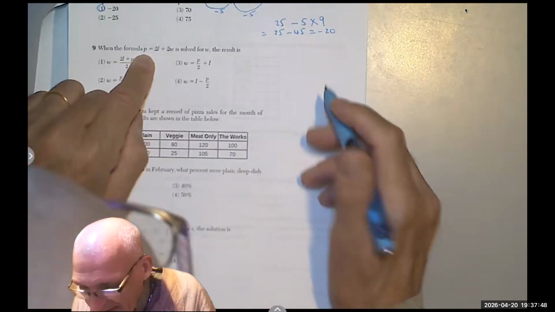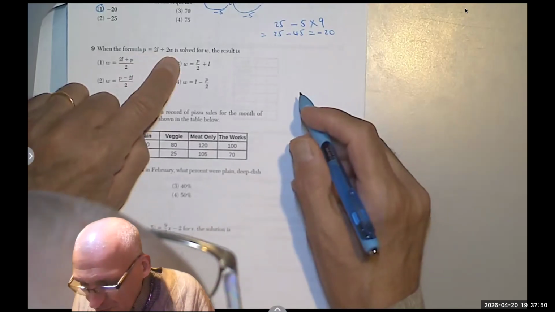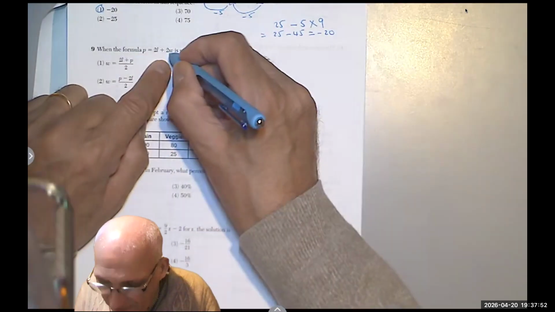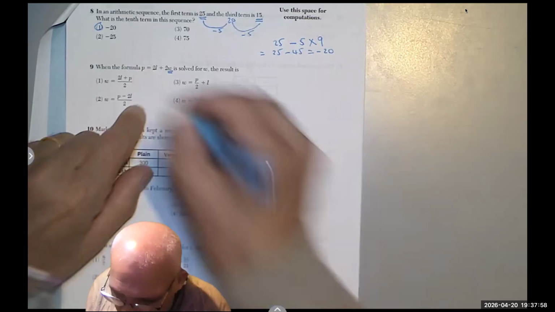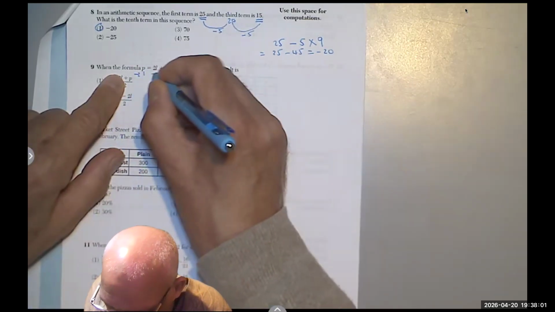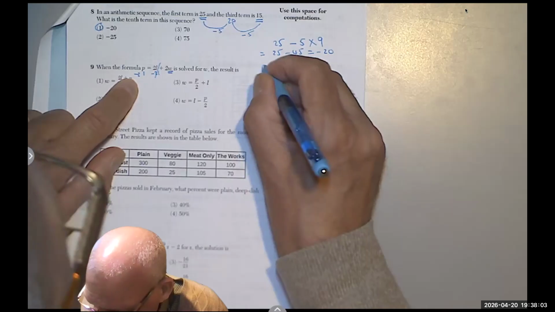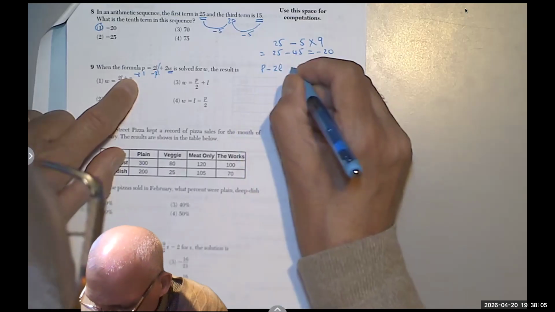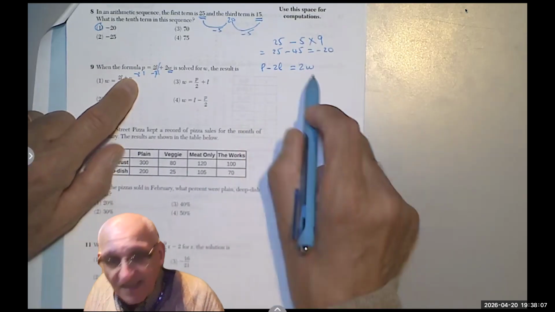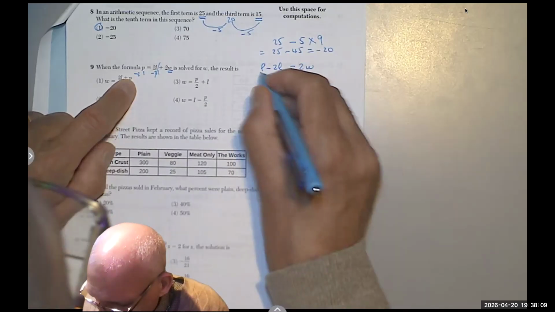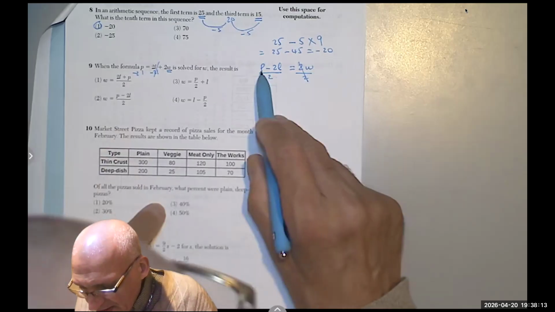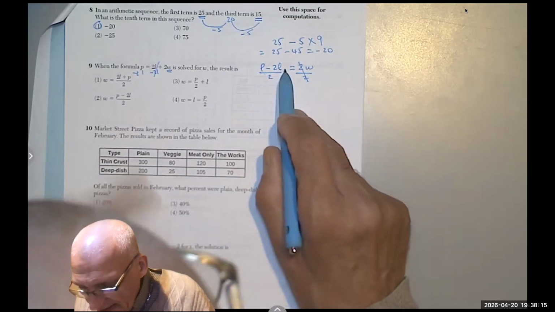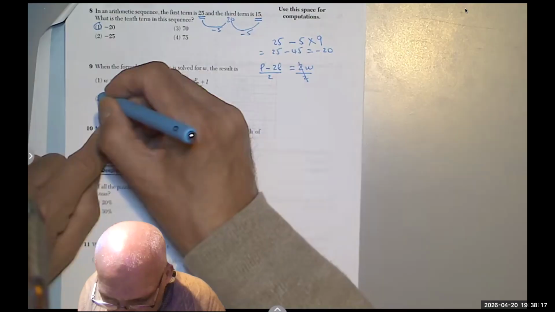When the formula P equals 2L plus 2W is solved for W, I want to find the value of W. So like any equation, I want to get rid of this term. So I'm going to subtract 2L from both sides. And that tells me P minus 2L equals 2W. But I only want W. So I'm going to divide both sides by 2 and get W is P minus 2L over 2, which is number 2.